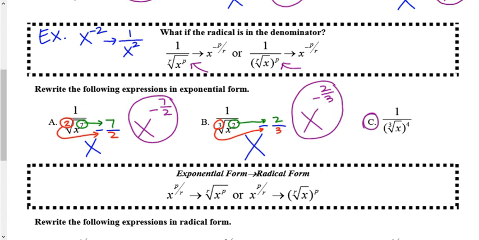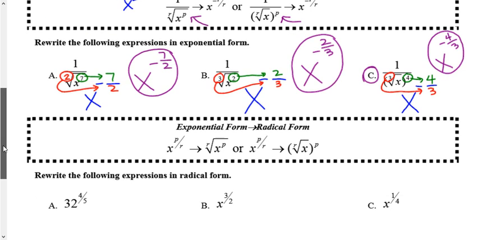All right, final one. X to the power of a negative fraction, because it's in the denominator. My root is 3. That goes on the bottom. My exponent is 4. That goes to the top. So my final answer is x to the power of negative 4/3, or negative 4 over 3.